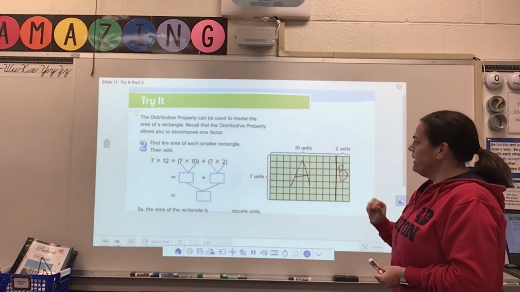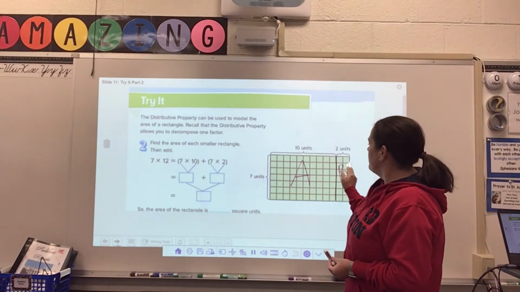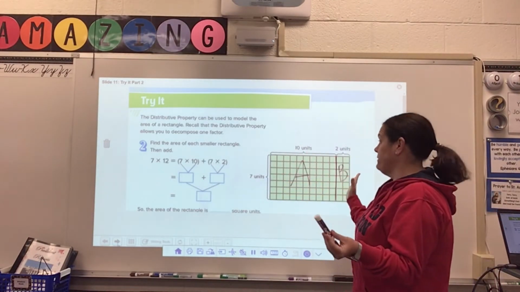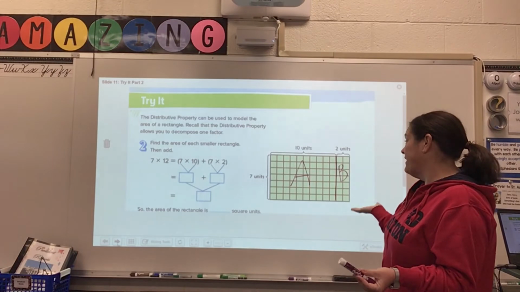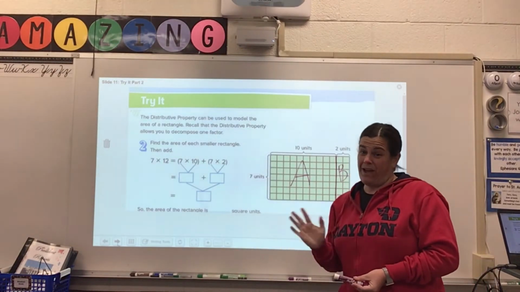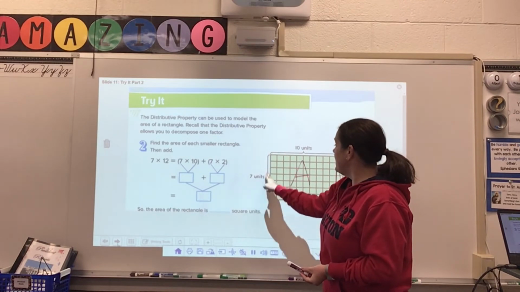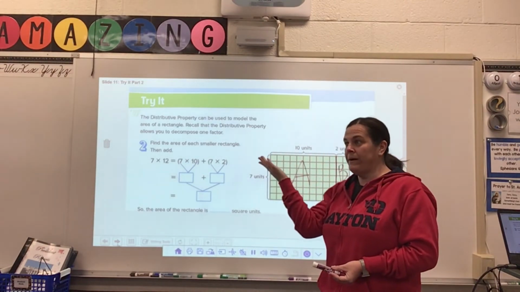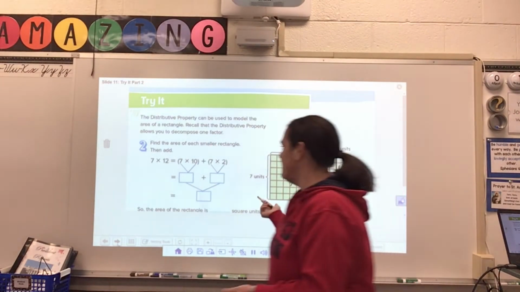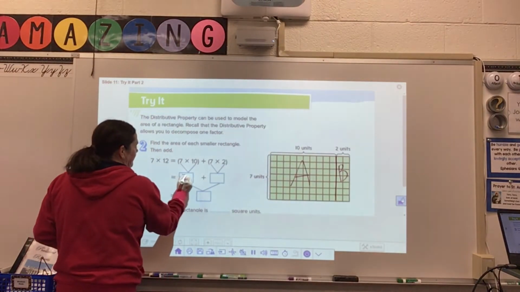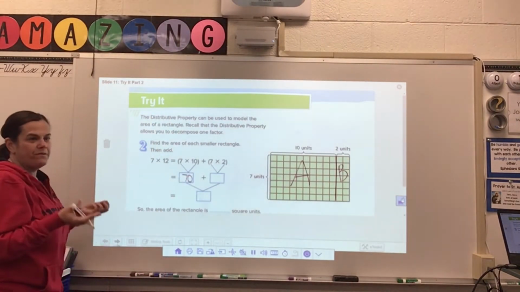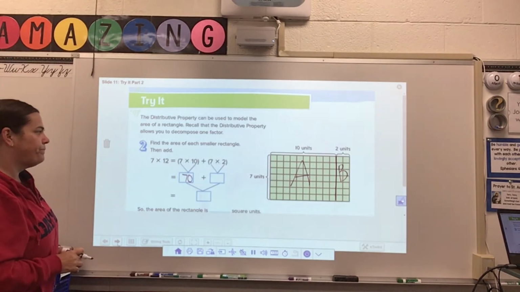So if I'm just looking at rectangle A, I could totally count here. That's just a lot of squares to count, and I know I can use multiplication to do it. So I'm going to multiply 7 times 10. And I think, oh, I know my tens. 7 times 10, that's easy. That's 70. Those tens are those facts that we know pretty well.